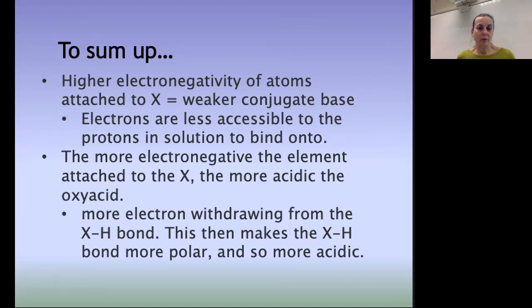Also, kind of looking at it from the other side, the more electronegative the element is attached to the X, the more acidic the oxyacid is, because the electron is being pulled away from that something to hydrogen bond, which makes the something to hydrogen bond more polar and therefore more acidic.